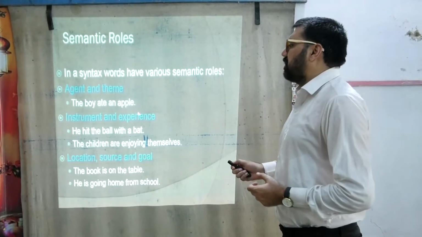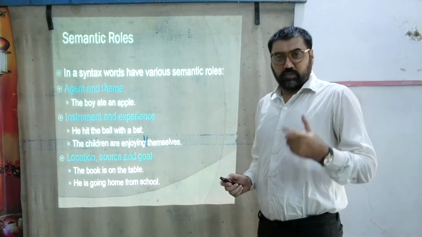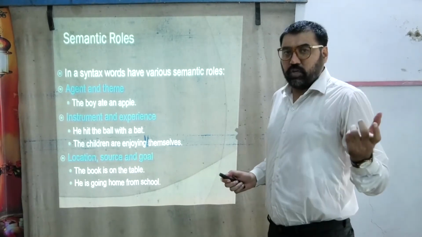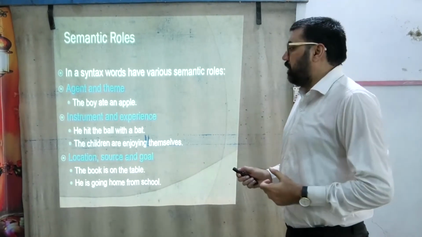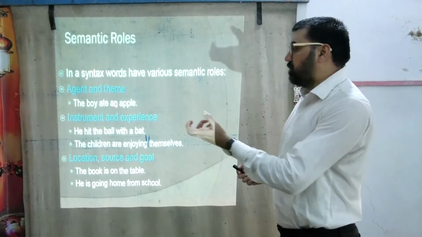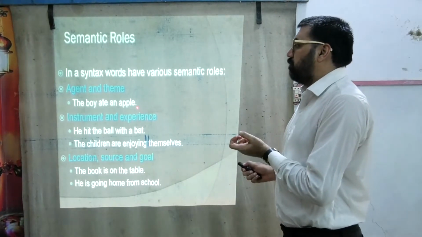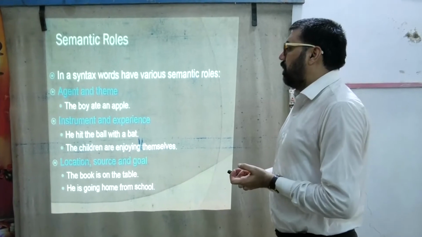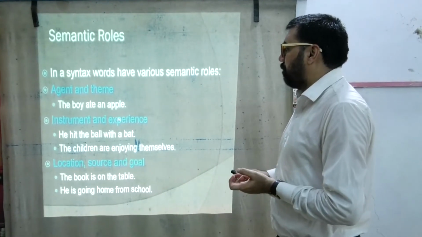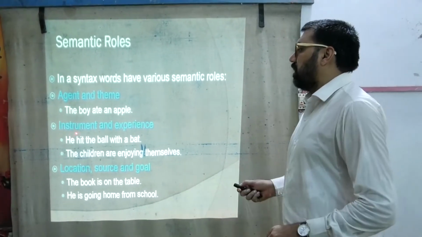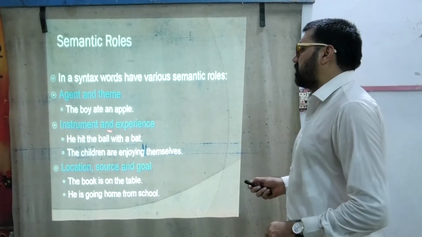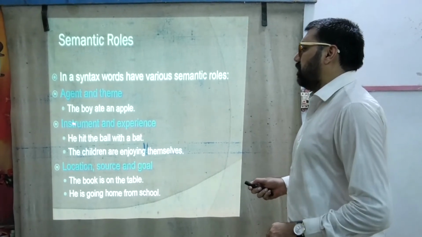What is the meaning of theme? Theme means what undergoes the action and change of events expressed by a verb. It means the apple received the action. This is proof that the boy is the agent here and the theme is the apple. Now we are talking about instrument and experiencer. What is the meaning of instrument?